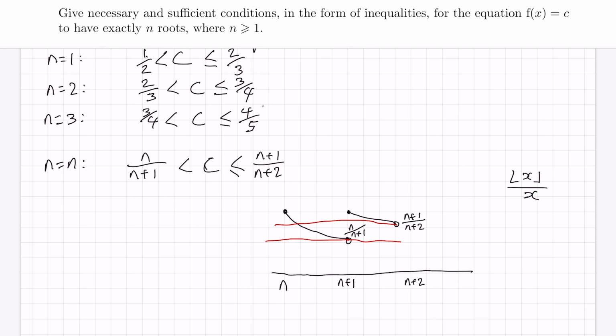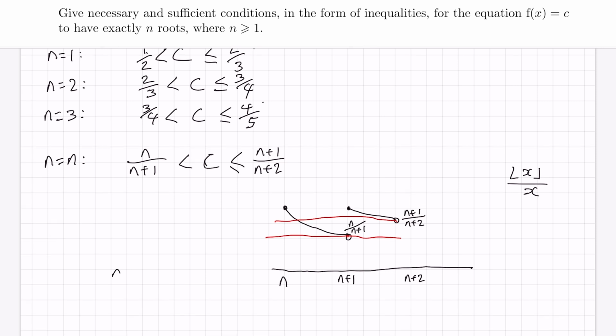Somewhere in here. So again, that means I need C to be greater than n over n plus 1, which needs to be less than or equal to n plus 1 over n plus 2, which is exactly what I found earlier, but this is a more general approach, thinking about how many solutions do I get for each one. Okay, cool, so that is the positive side.